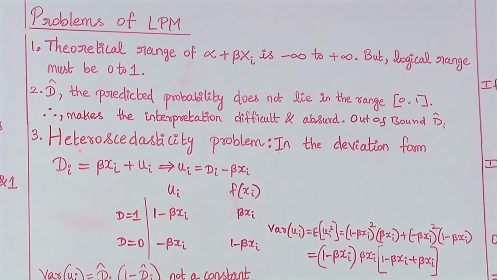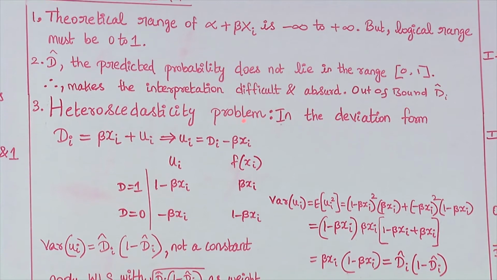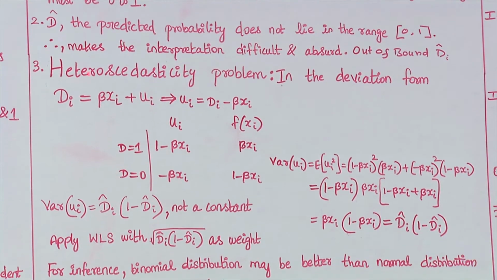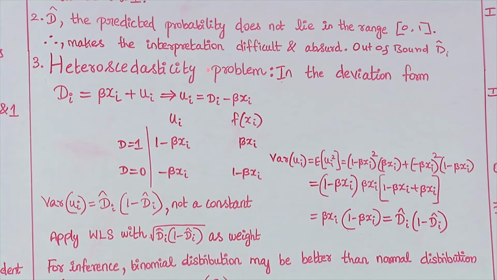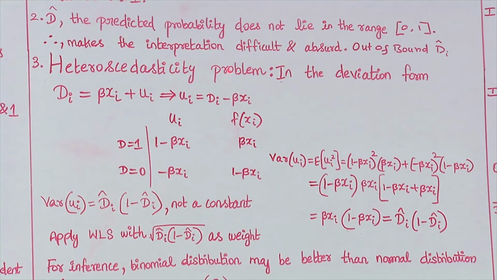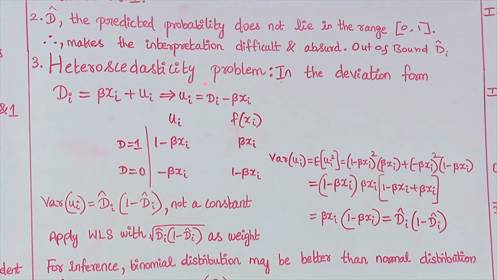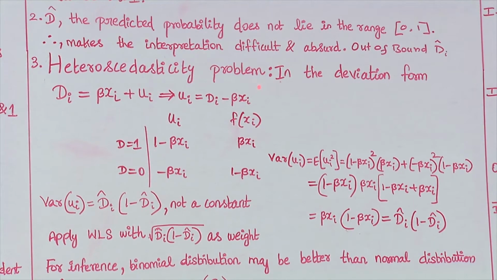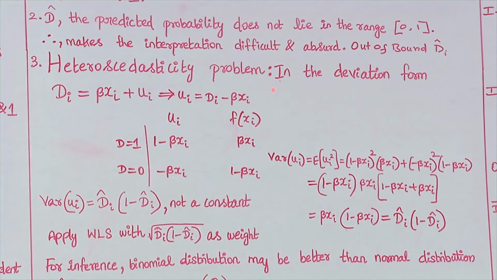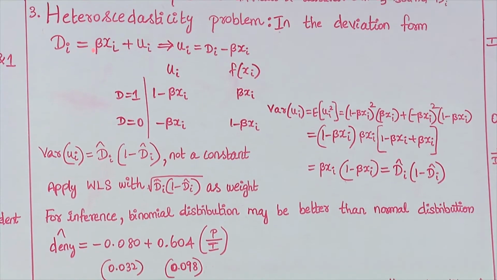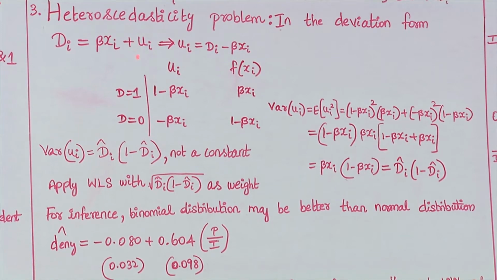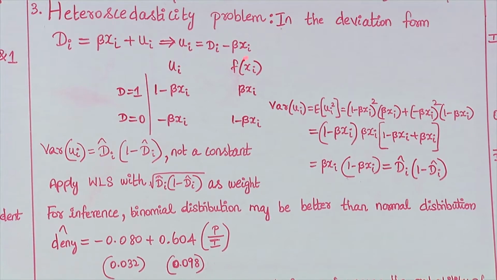Apart from this, LPMs will also have a heteroscedasticity problem, because heteroscedasticity means the variance will tend to vary with the independent variables. The heteroscedasticity problem is another important issue in LPMs. Let us take the model in the deviation form. Di is equal to beta Xi plus ui, that means ui is equal to Di minus beta Xi.